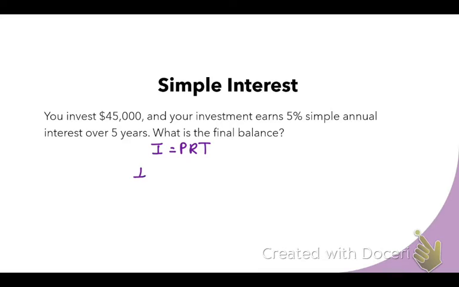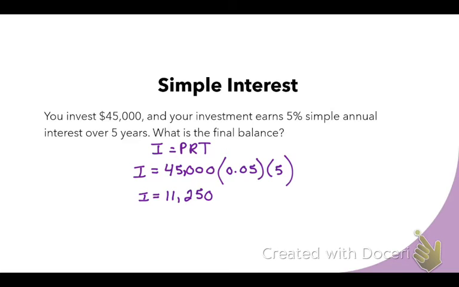All right, so P equals 45,000. What value did you plug in for the percent? 0.05. 0.05 times 5. One of the mistakes you can make is to plug in 0.5. Don't forget it's 0.05. What did you get for interest? Don't pack up yet. 11,250. So this would be another option on your answer.